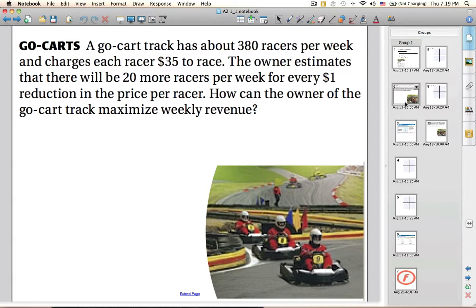So the concept here is someone who owns a go-kart track currently gets 380 racers per week and charges $35 for each race. The owner estimates that there would be 20 more racers per week if he discounted the price $1, and another 20 if he discounts it $2, and so on. So the question is, at what point will he make more money? How much should he lower the price, or raise the price for that matter, to maximize the amount of money that he makes? So we're going to address this problem as we get to the end of this section.